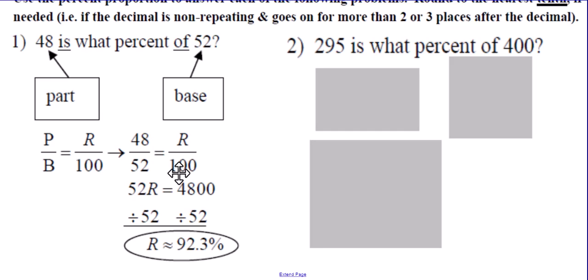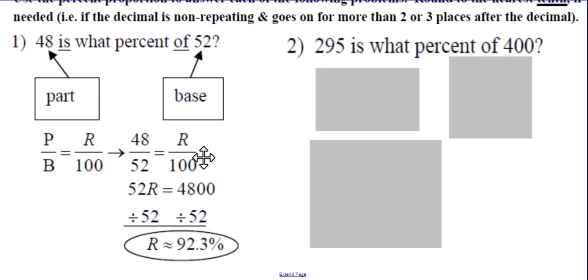Or take 48 divided by 52, get the decimal, and then convert that decimal to a percent, which is something you should be able to do. Like if you have a quiz and you received a 48 out of 52, you should be able to find that percentage. But a proportion also works.